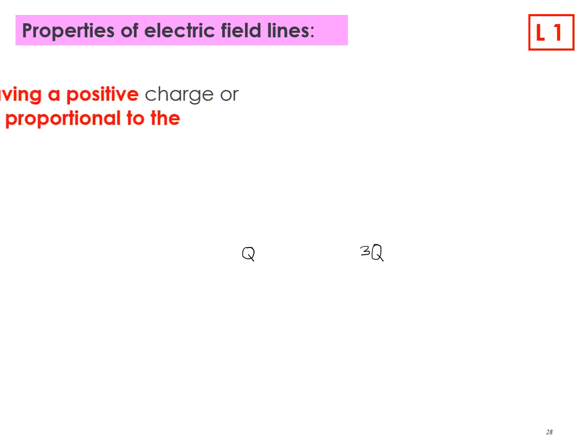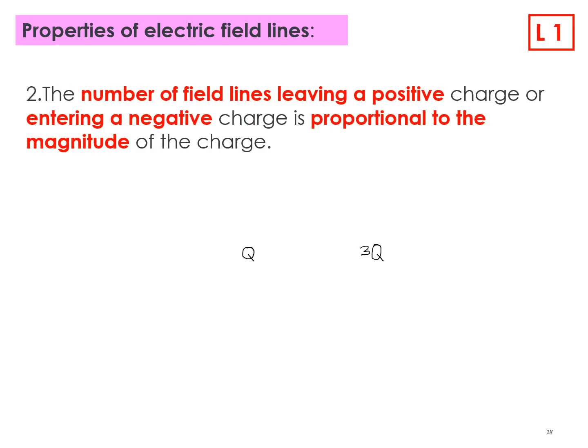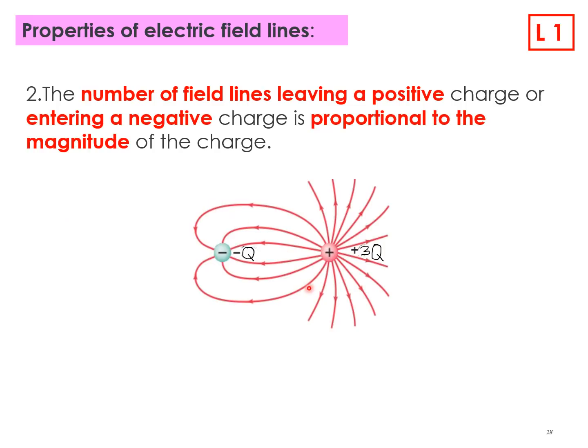The second property is that the number of electric field lines leaving a positive charge or entering a negative charge will be proportional to the magnitude of the charge. For example, here we have two charges, one negative and one positive. For the negative charge, the magnitude is Q, but for the positive charge, the magnitude is 3Q, three times greater than the negative charge.